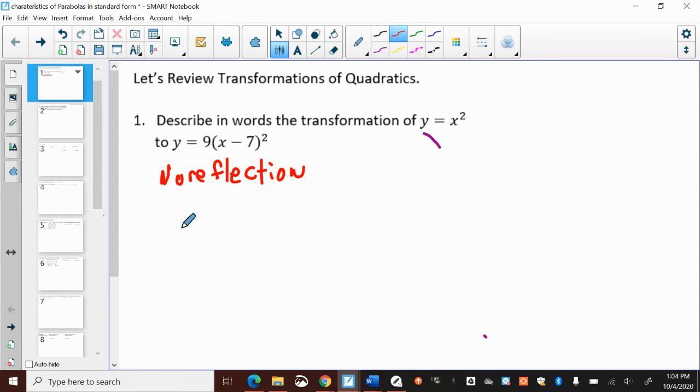The next thing we want to know, is there a stretch or a compression? Since 9 is bigger than 1, there is a stretch of factor 3.